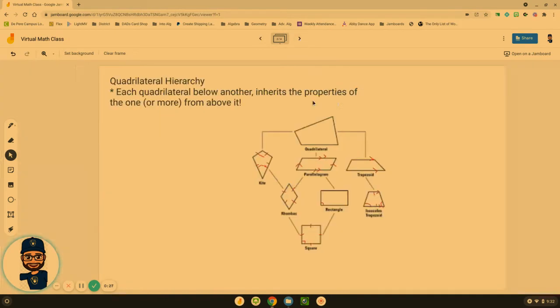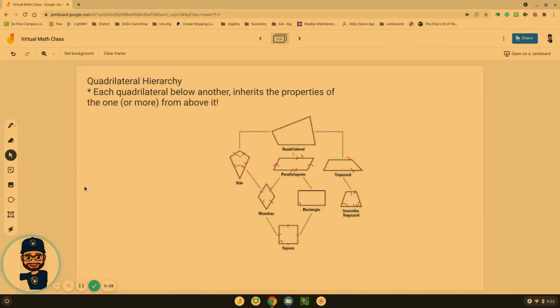Now, one of the things I think that we have to make sure that we understand from this quadrilateral hierarchy is that each quadrilateral below another inherits the properties of the one or more from above it. So for example, when we did the kite and we talked about the kite having a line of symmetry, this longer line, that would be the same, having more symmetry for rhombuses and square, because if it's below it, it inherits the properties up above.